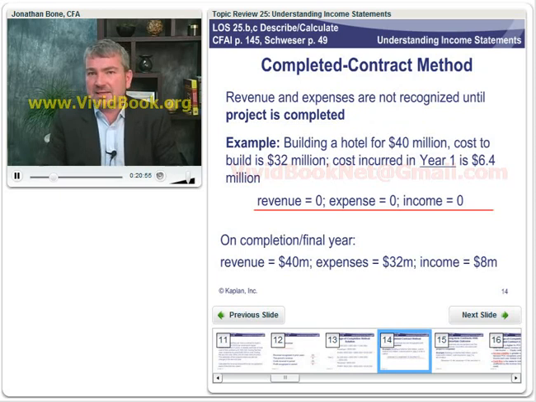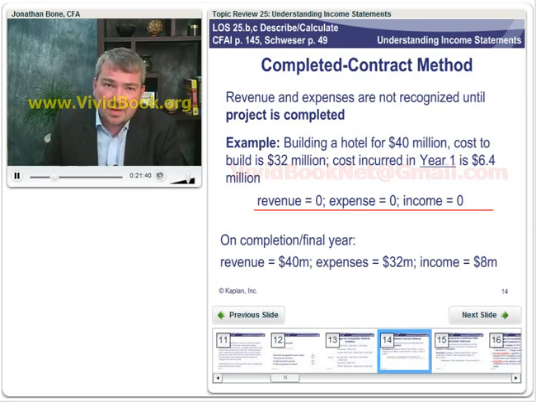Let's have a look at the completed contract method. So remember, revenues and expenses are not recognized in the income statement until the contract is completed and the goods are sold. So we're building a hotel for 40 million. We think that's its sales value, but we haven't got a contract to sell it. Cost to build the hotel is 32 million and costs incurred in year 1 is 6.4 million. So, sales figure, nothing. Expense figure, nothing. Income figure, nothing. Nothing goes through the income statement. Until, of course, we get to our final year, when we'll book all of the revenue, 40 million, all of the expense, 32 million, and as a result, all of the profit, 8 million.